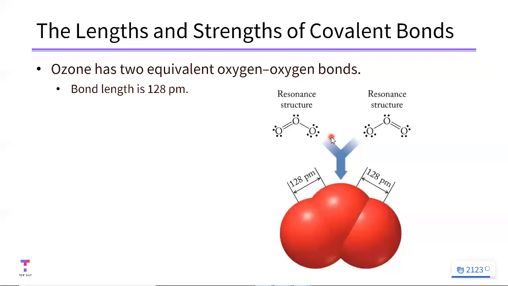The only way that that can happen is if those two electrons in that double bond are not fixed in their position. They have to be moving around. That's the only way that we could explain why those two bonds are equivalent to each other in length, equivalent to each other in energy.